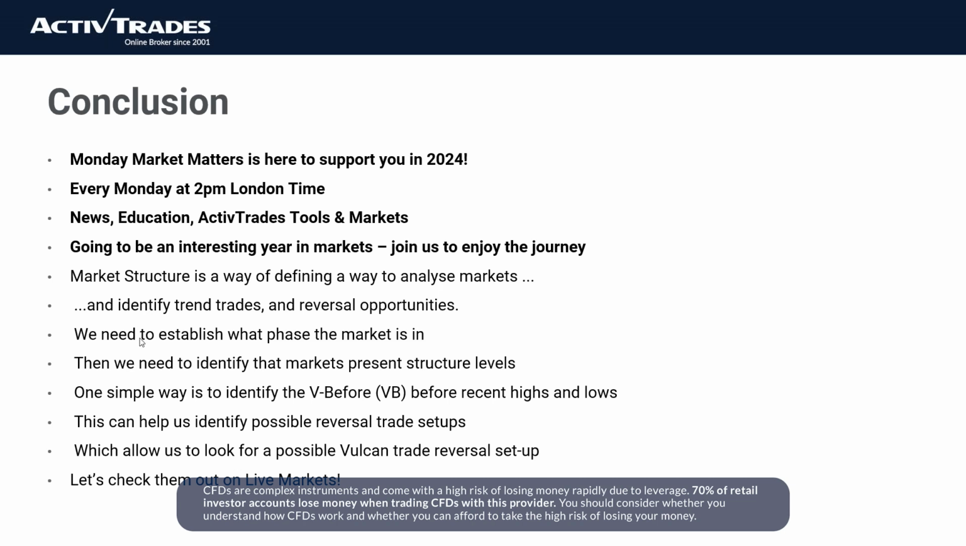But as I was saying, we want to identify present structure levels within markets. One way to do that is to identify the V, this last bearish swing before a high or the last bullish swing before the low, because this can help us identify structure levels, which when broken give us the insight that we're into a new trading environment, and in this case can help us identify possible reversal trade setups. I looked for a trade setup of my own called the Vulcan, which is probably my favorite one in terms of being able to help trade reversals.